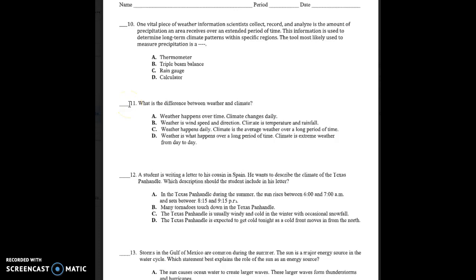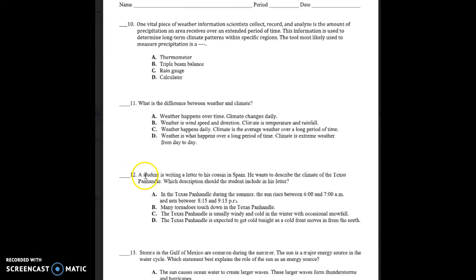Number 11. What is the difference between weather and climate? A. Weather happens over time. Climate changes daily. B. Weather is wind speed and direction. Climate is temperature and rainfall. C. Weather happens daily. Climate is the average weather over a long period of time. D. Weather is what happens over a long period of time. Climate is extreme weather from day to day.